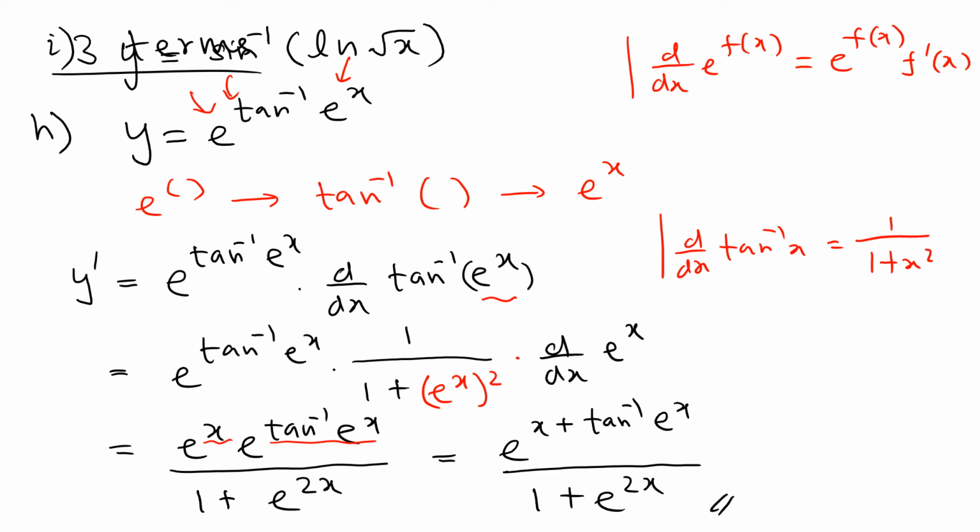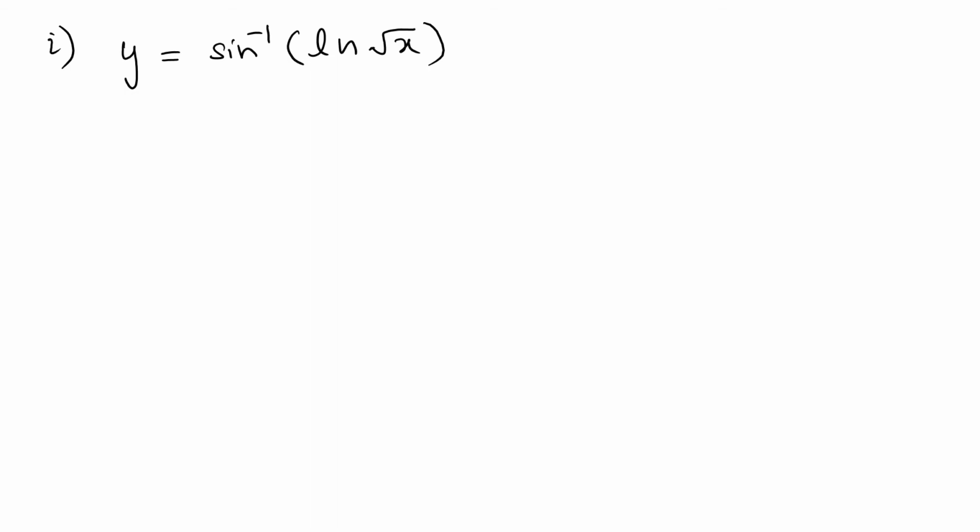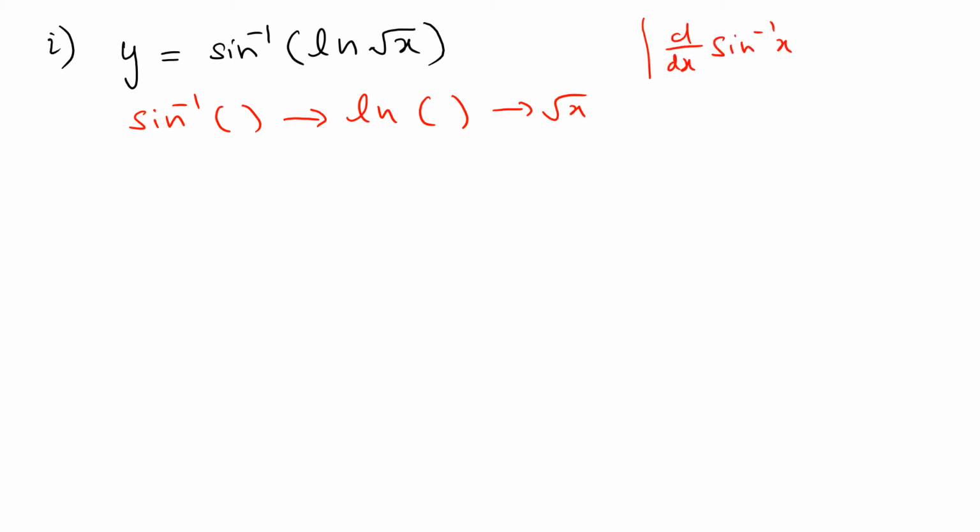Okay, so let's look at the next one. As the next one, we have y equals sine inverse of natural log of square root x. So let's see the chain now. You can see first we have sine inverse, and then we have ln, and then we have square root x. So that's the chain. And then what's the derivative of sine inverse? The derivative of sine inverse x is 1 over the square root of 1 minus x squared.